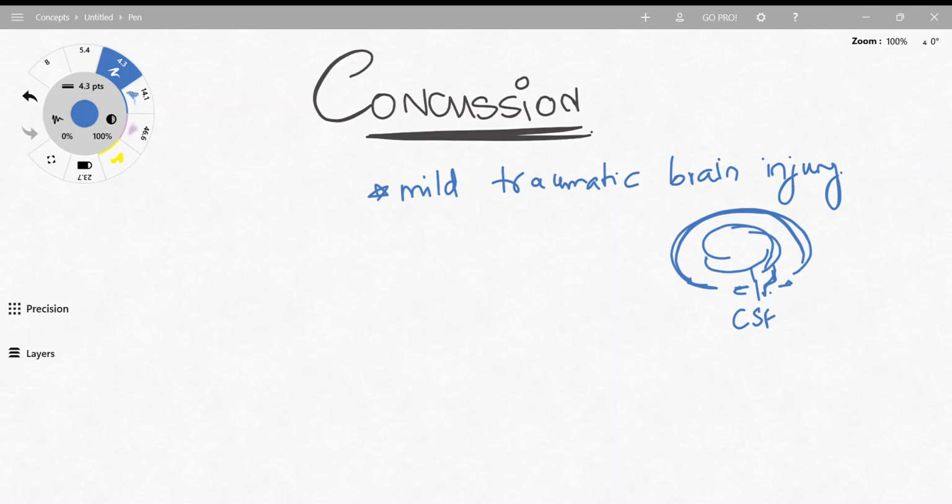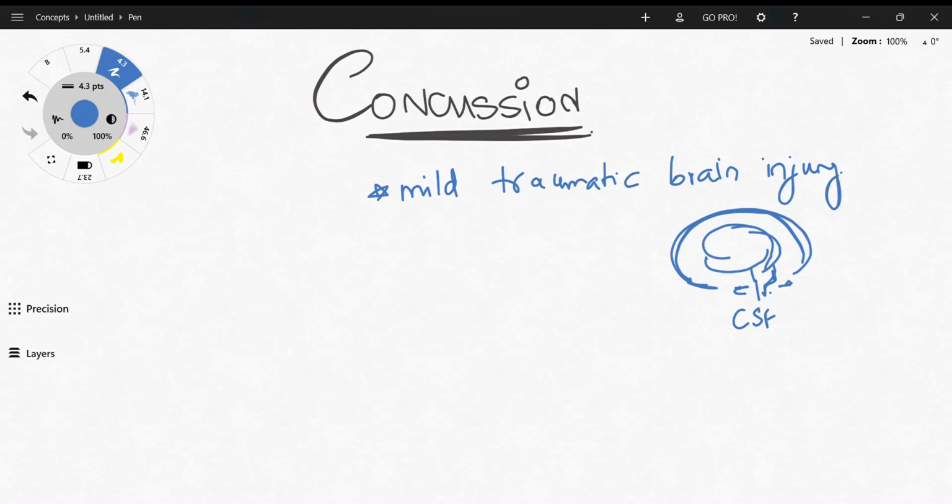But what happens when you hit something, for instance? It undergoes two movements, what is called coup and counter coup. So the brain hits the inside of the skull, and that's how the brain sustains the brain injury, which then later presents as concussion.